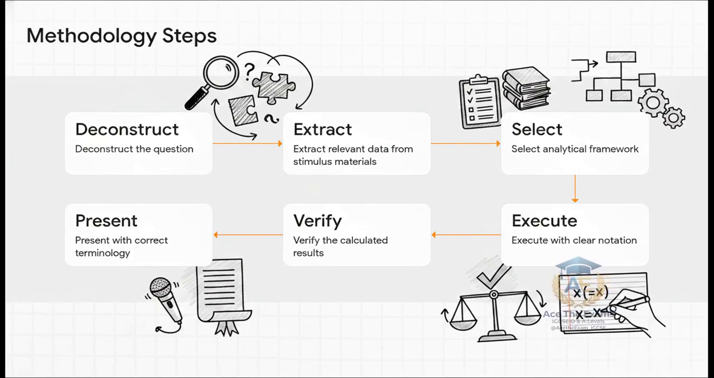Okay, back to the framework. If you want to lock in those method marks, where you get awarded points just for showing the correct process, even if your final calculation is a bit off, you need to follow this standardized 6-step sequence. Step 1, deconstruct the question.